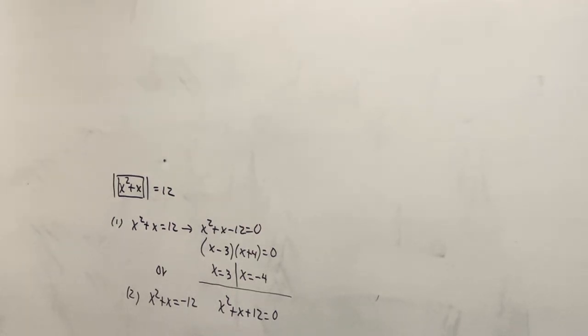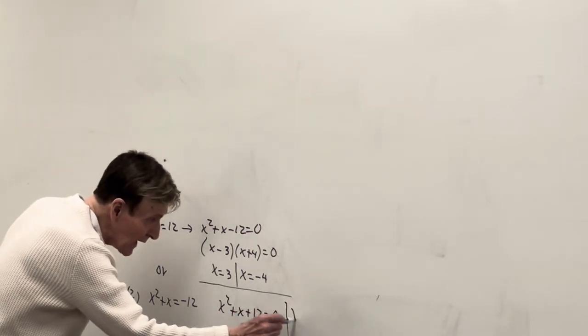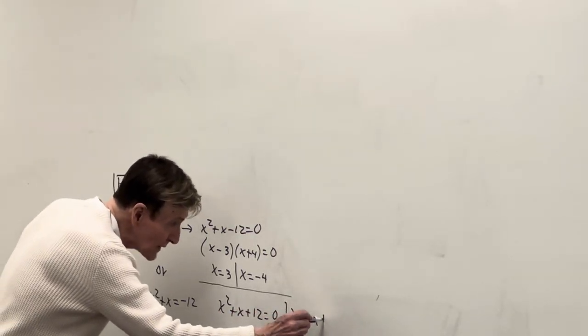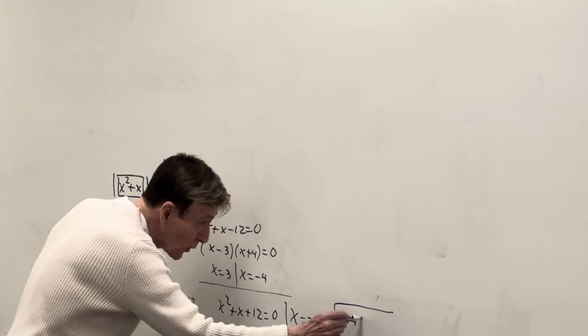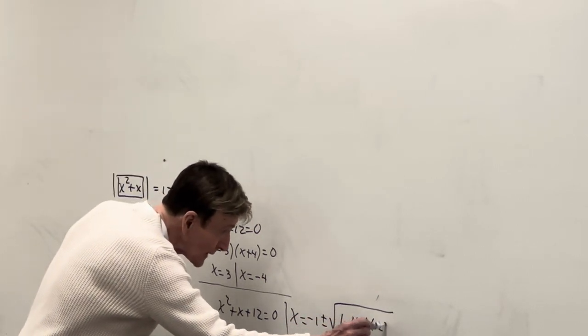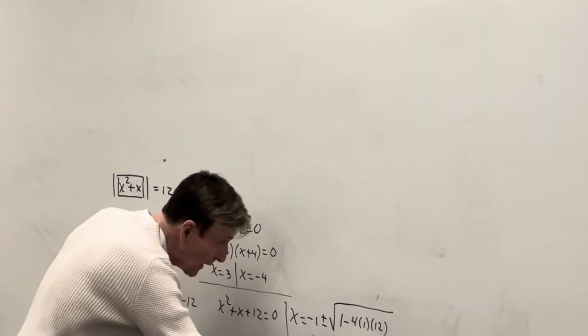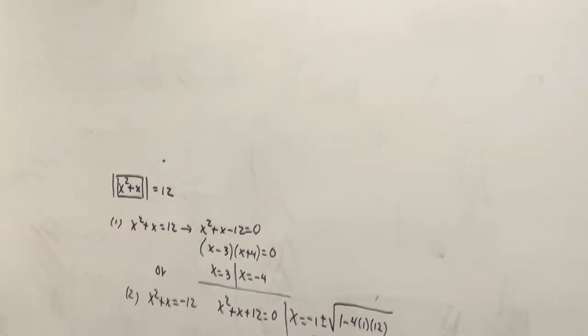Now if I apply the quadratic formula, let's see what's going to happen here. We're not factoring. x is equal to -1 plus or minus the square root of, I see a 1, subtract 4 times 1 times 12, quadratic formula, all over 2. Step back and look at it. You guys agree?